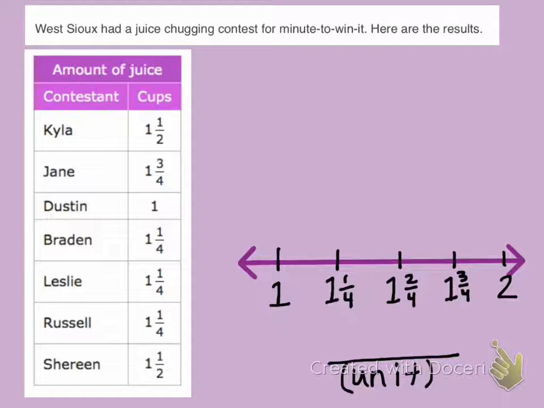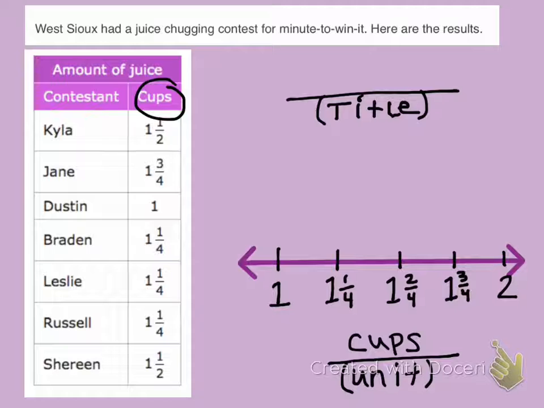At the bottom of your line plot, you will put down the units that you used. So here in the data, we used cups, so I'm going to write that on the line. At the top of the line plot, you need to include a title, summarizing what this whole data table is about. Well, it's about a juice contest, so that's going to be my title.